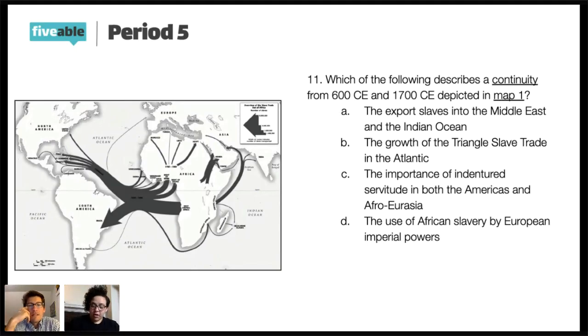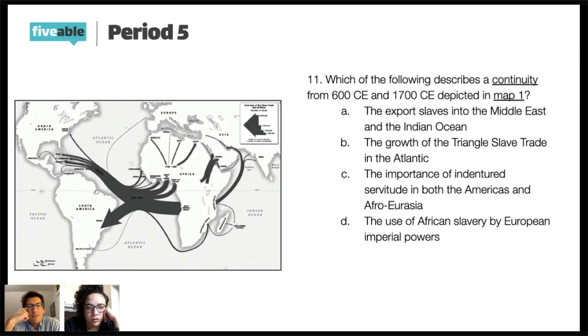How do I know which one it is? Yeah, so the key here is looking at the time period and thinking of it as a continuity. So B, the growth of the triangle slave trade does not start until after 1490. So that can be thrown out because that's not going to be a continuity within the time period. It's not covering 600 to 1700.